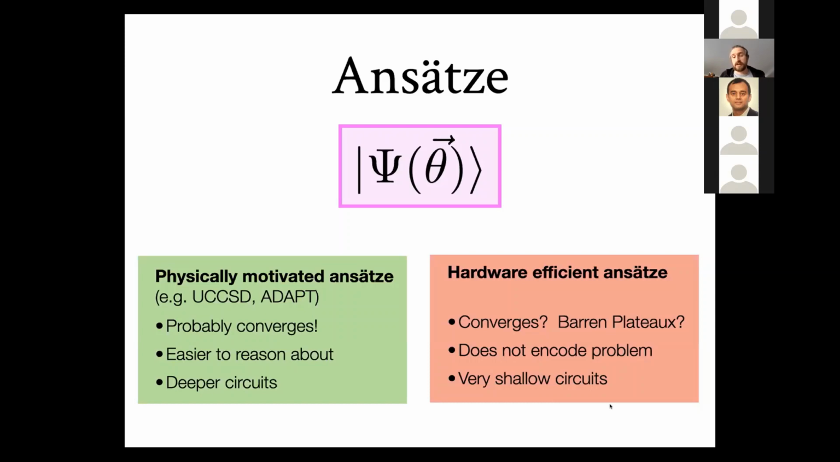The other big class of ansatz are the hardware efficient kind. Now, hardware efficient ansatz have problems of convergence. In particular, they feel what's known as the barren plateau problem quite badly, and they don't have any relevance to the structure at hand. It's just a completely generic form of circuit derived from the machine, not from the problem. So the advantage of this is that they have very shallow circuits. So the question is, can we combine the benefits of the physically motivated kind with the hardware efficient kind?